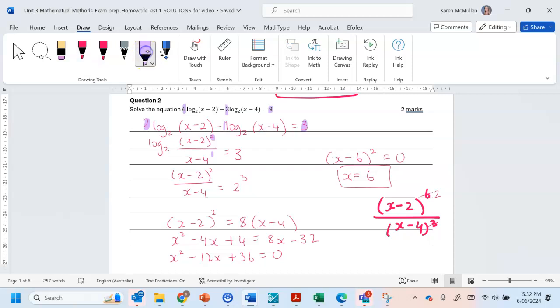These bases first of all are not the same, so we can't just cancel out those powers anyway. That's incorrect, because when we're dividing, we subtract our powers if they were the same bases. But these aren't the same bases. We've got x minus 2 and x minus 4. So let's put a cross through that as a reminder that that is incorrect.